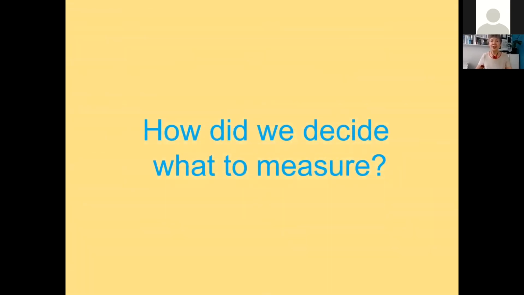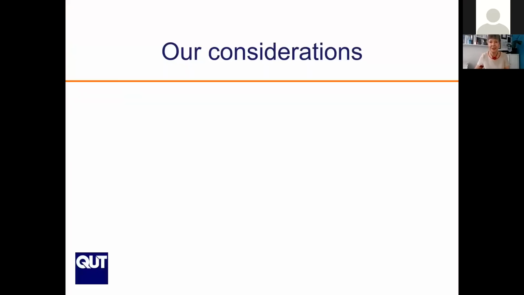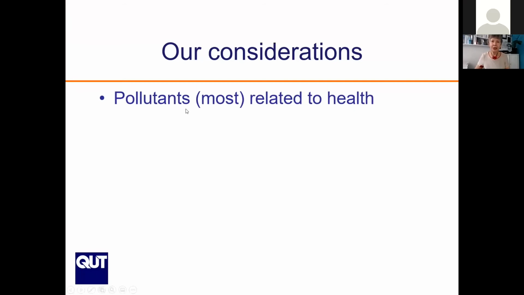So with all this complexity, how did we decide what to measure? Of course, I think you have a clear idea now that we couldn't measure everything which is emitted, and there's really no point in measuring everything. So our considerations were as follows. Pollutants which are most related to health. Of course, all the pollutants are not good for us, but there are those which are even more significant than others. And in this list, PM2.5 particles and carbon monoxide are included.